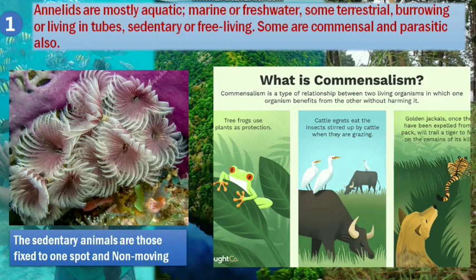In case of the tree frogs, they enjoy the tree living by getting protection from the tree. Instead, that frog is not giving anything positive back to the plant. The same thing is happening in case of the association between cattle egret and cattle. When the cattle moves, the grasshoppers will be jumping, and those grasshoppers will be the food for the cattle egret. But the cattle is not getting any benefit from the cattle egret.